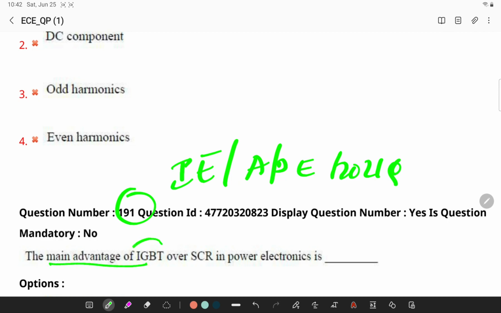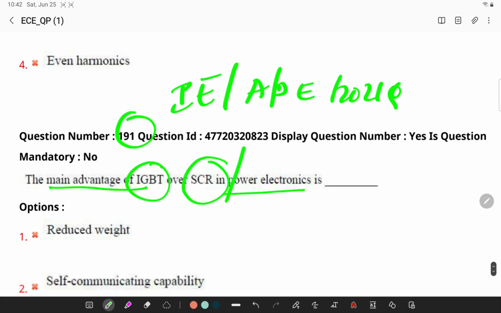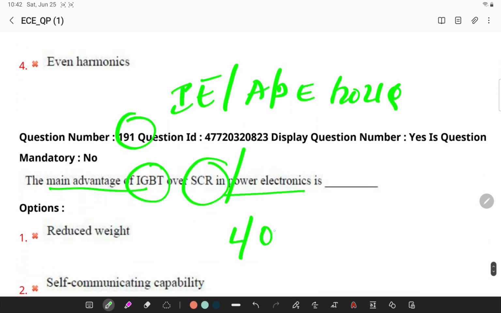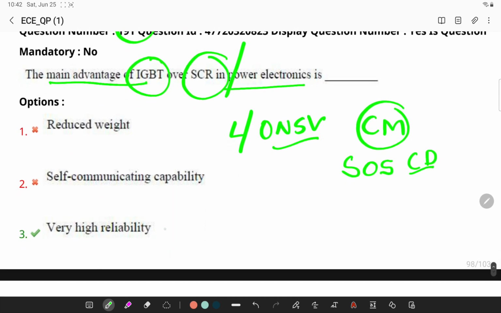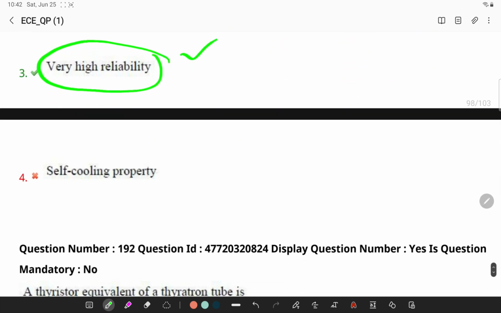The main advantage of IGBT over SCR in power electronics is, remember, the main advantage of IGBT over a power MOSFET or BJT is that it has a very low on state voltage drop due to the conductivity modulation and has superior on state current density, and it is highly reliable, and this is one factor which you have to consider.